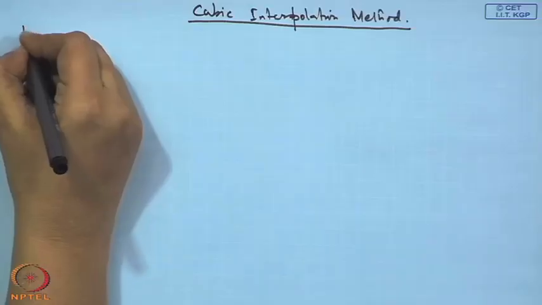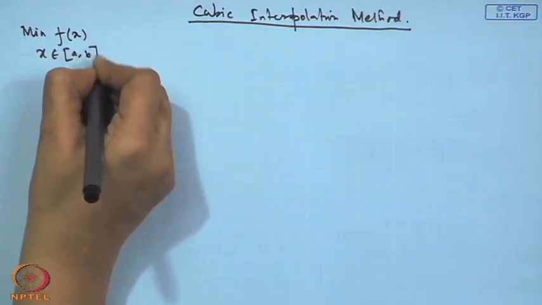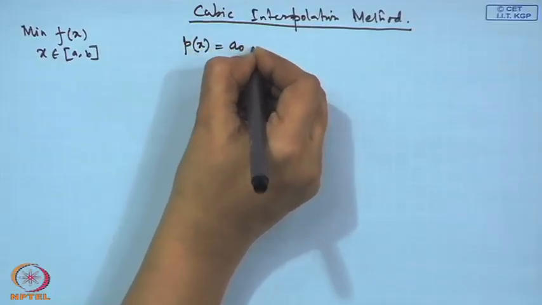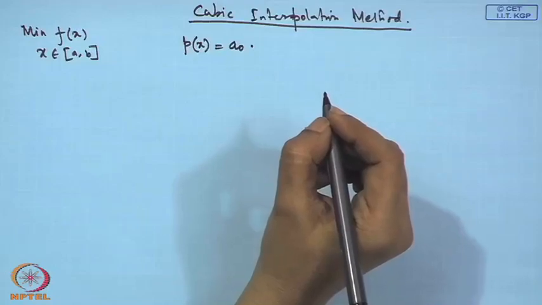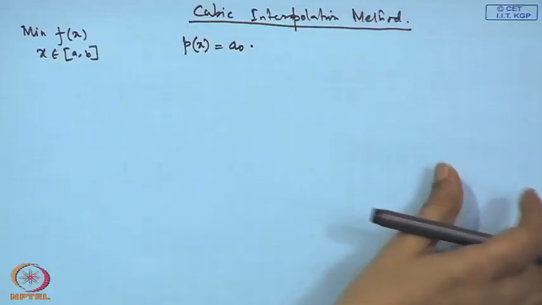Since this is a third degree polynomial, instead of the 3 unknowns we had in the quadratic, here we are having 4 unknowns. That is why we need 4 pieces of information to calculate the values. Let me go to the process further. In the cubic interpolation technique, we have the function minimize f x, x belongs to [a, b]. We are approximating the function f x with a polynomial p x, which is a third degree polynomial. For doing that we have 4 unknowns, that is why we need 4 equations.